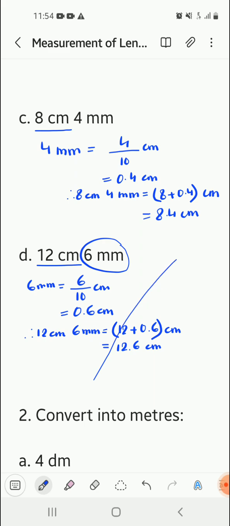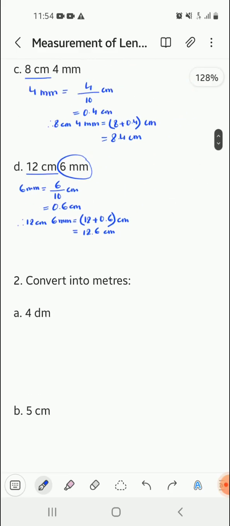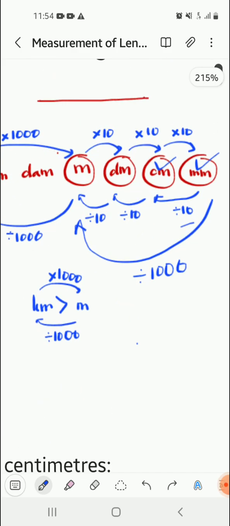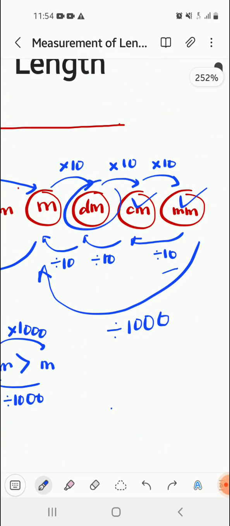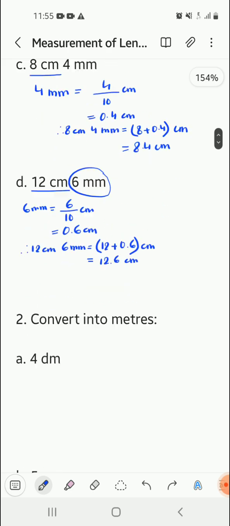Moving on to the next question, convert into decimeter. So in this case, if we come to this list that we had, decimeter to meter, so this is from decimeter to meter. To convert decimeter to meter, we have to divide by 10. So that is the basic rule.